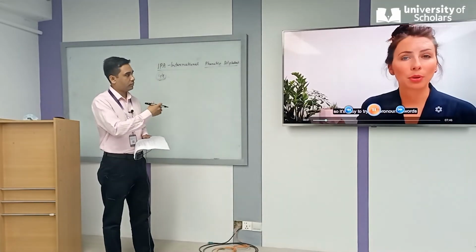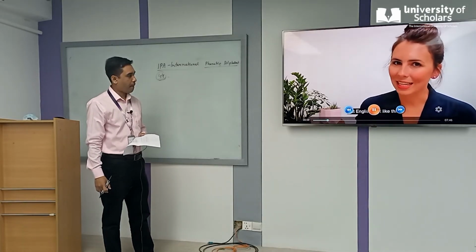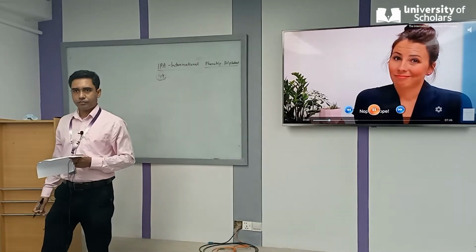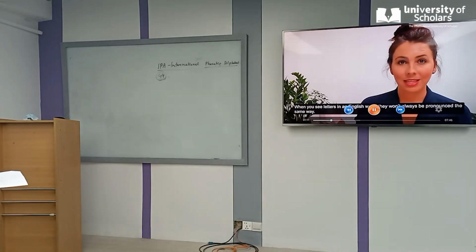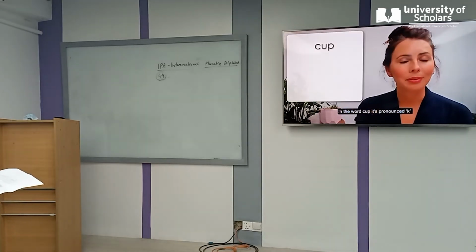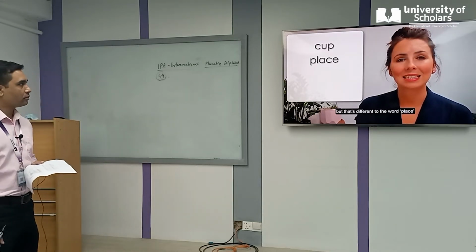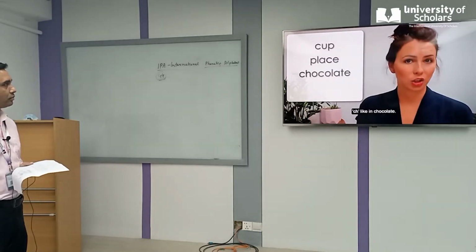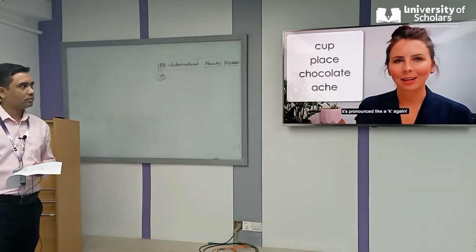Easy to try and pronounce words just by looking at how the word is spelled. English isn't like this. When you have English words, they won't always be pronounced the same way. Take the letter C, for example. In the word cup, it's pronounced differently, but that's different to the word place. And when a C is next to an H, it's often ch, like in chocolate. But in the word ache, it's pronounced like a k again.